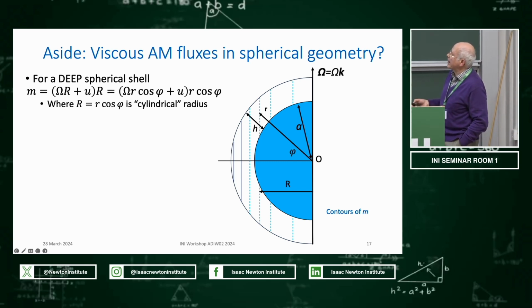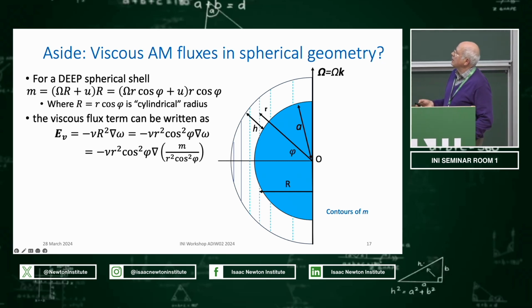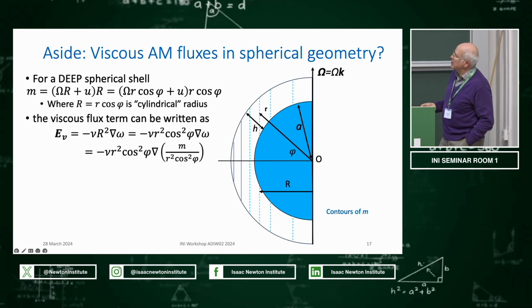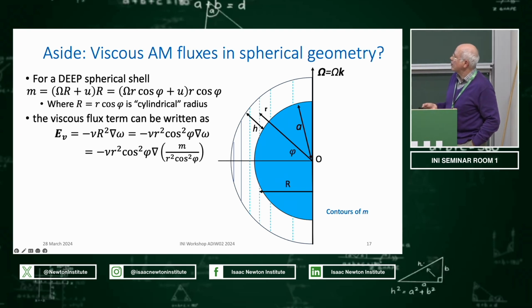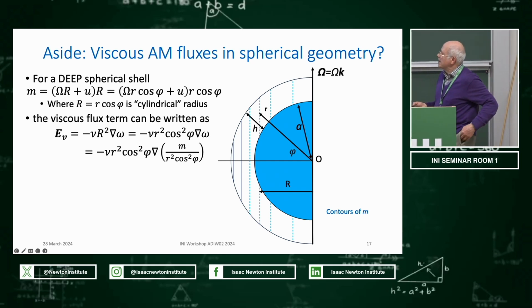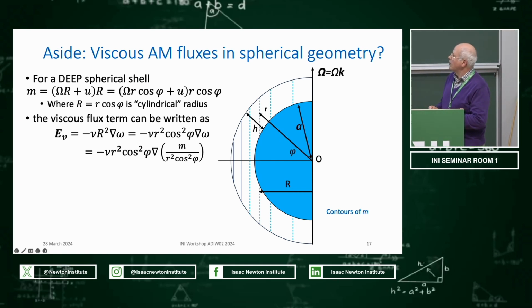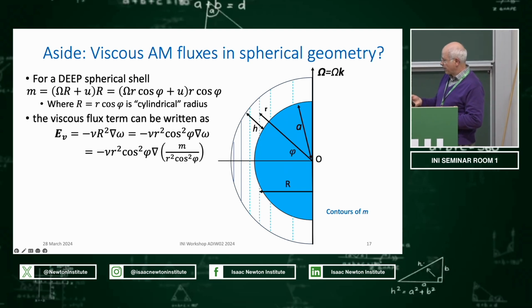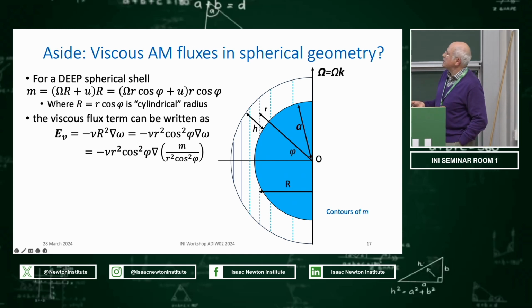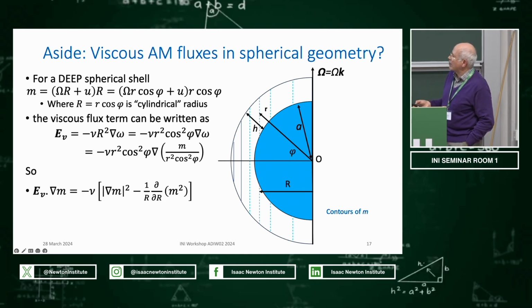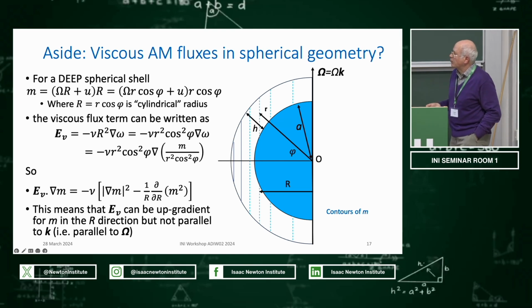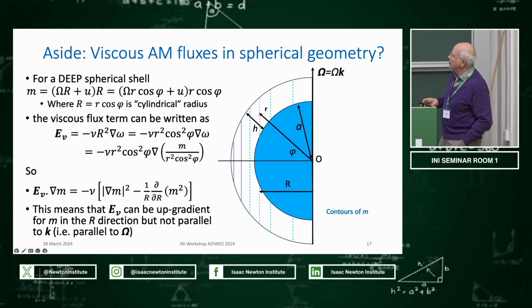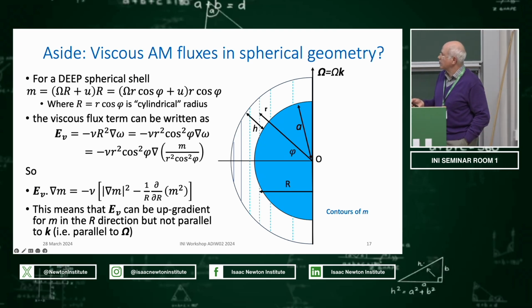the specific angular momentum can be defined in this way, where capital R is the cylindrical radius, if you like, from the rotation axis. The viscous term we can actually write in very simple terms, where the viscous term essentially acts along the gradient of angular velocity, because basically viscosity is trying to eliminate stress, and the stress is to do with the departure of the flow from solid body rotation. So if we represent the viscous flux in this particular form, we can see how that relates to the gradient of angular momentum itself, and we can see that it's perfectly possible for E to be up gradient for M in the R direction, in this cylindrical radial direction, but not in the direction that's parallel to the rotation axis.